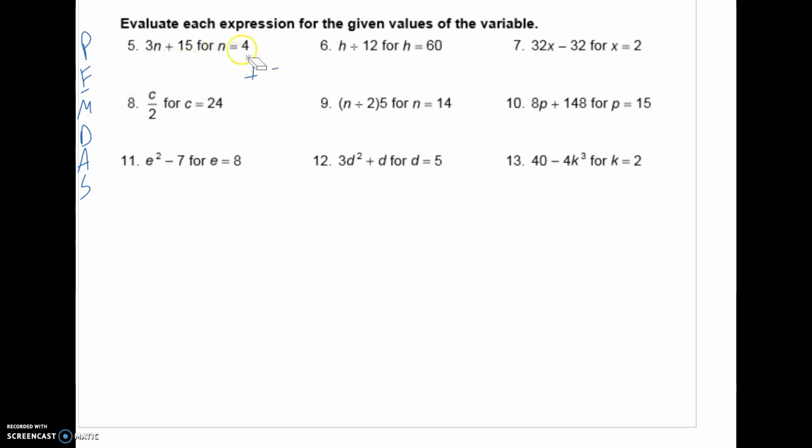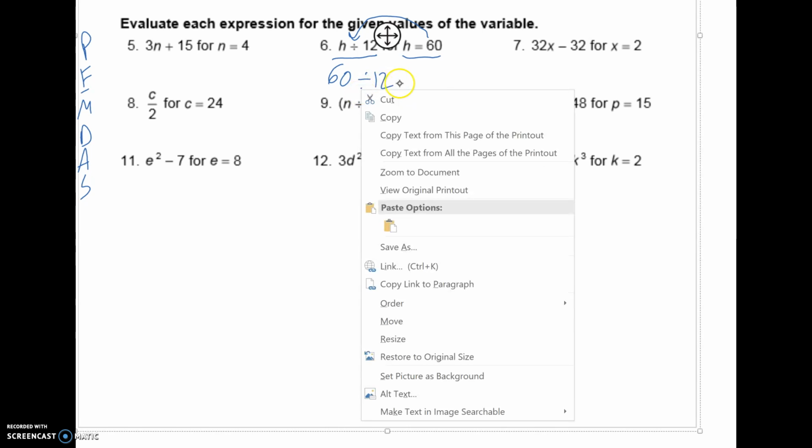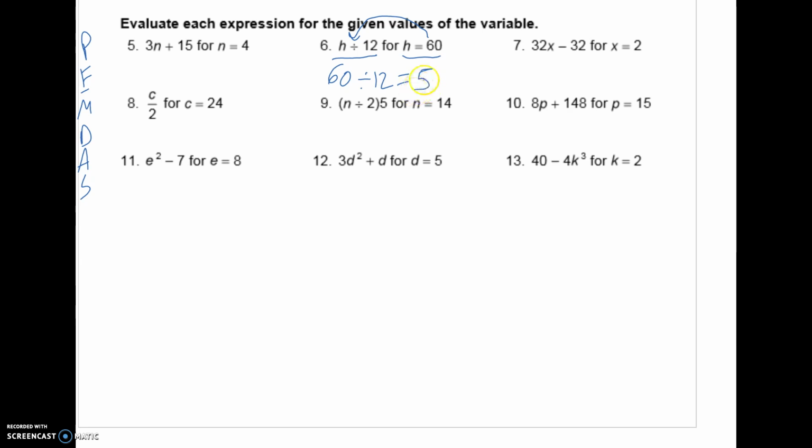Remember, if you need to pause, rewind the video, please do so. All right, h divided by 12. H equals 60. So we plug in 60 for h. So 60 divided by 12. This is a basic math fact. Hopefully you know up to your 12s with math facts. And that equals 5. All right?